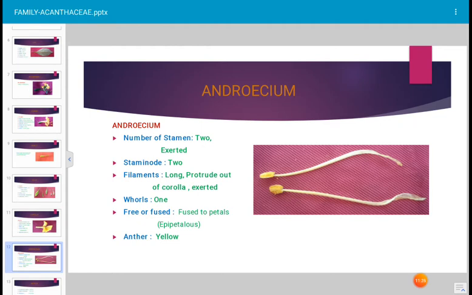They are arranged in one whorl, and these stamens, at the lower region, are attached to the petals. Such stamens are described as epipetalous. Next heading, anther. The anther lobe is yellow colored.